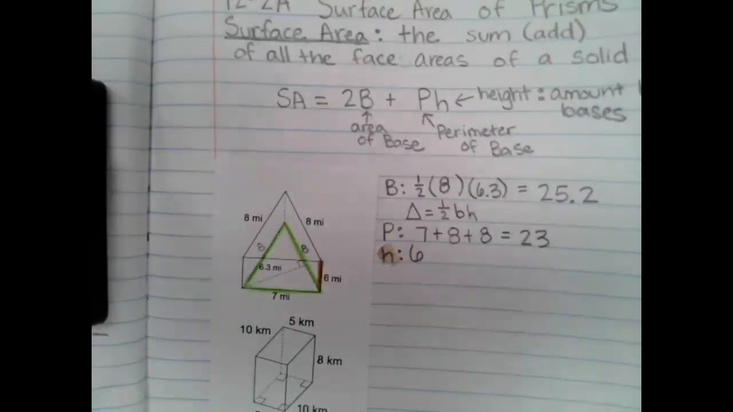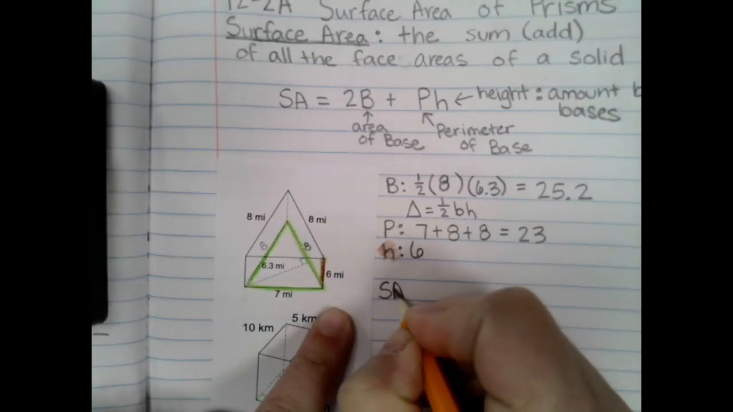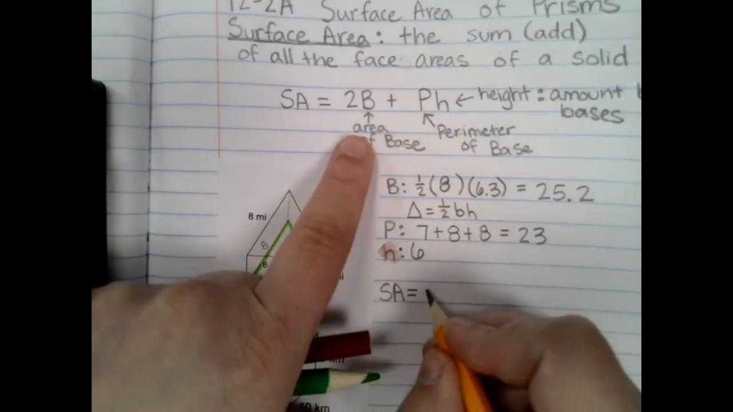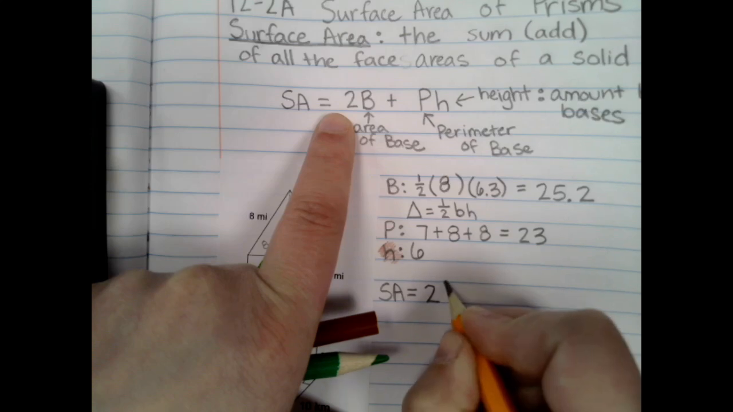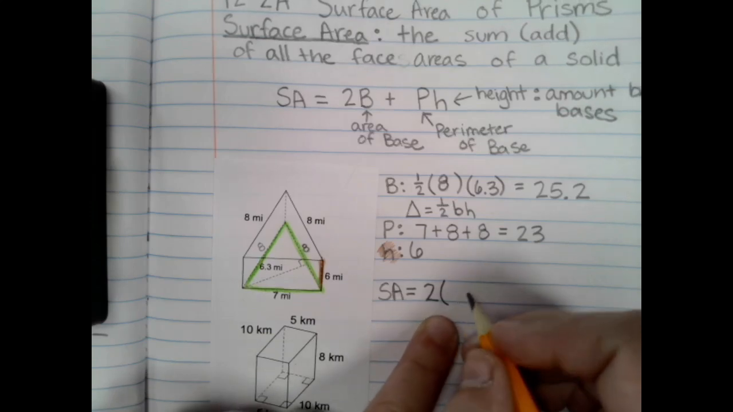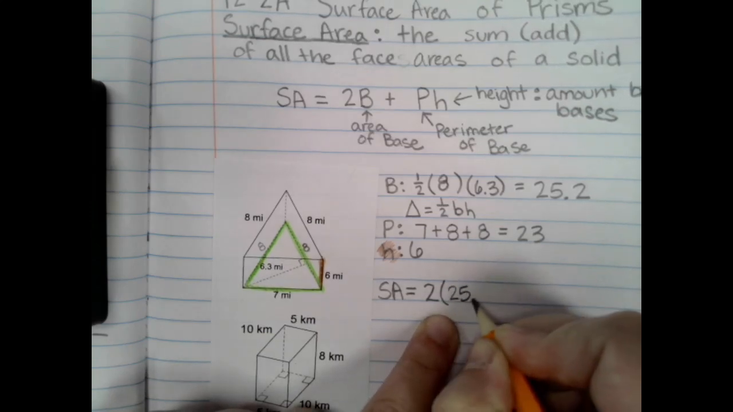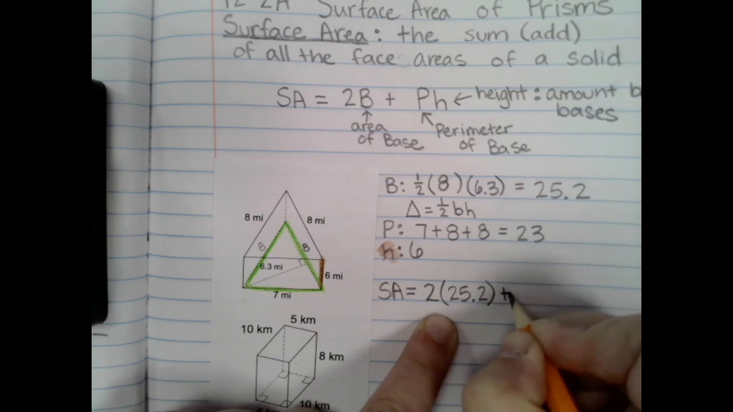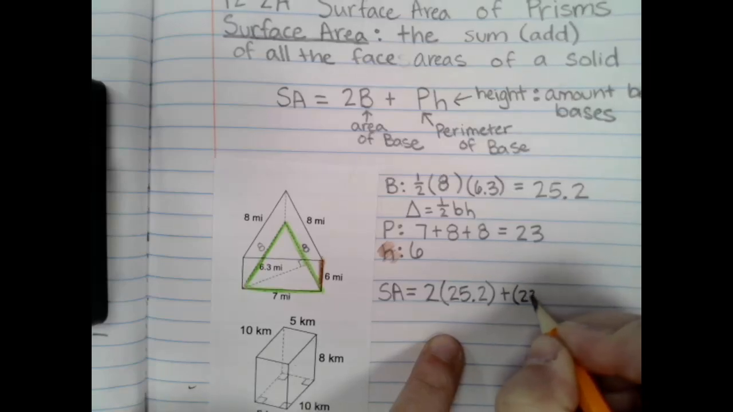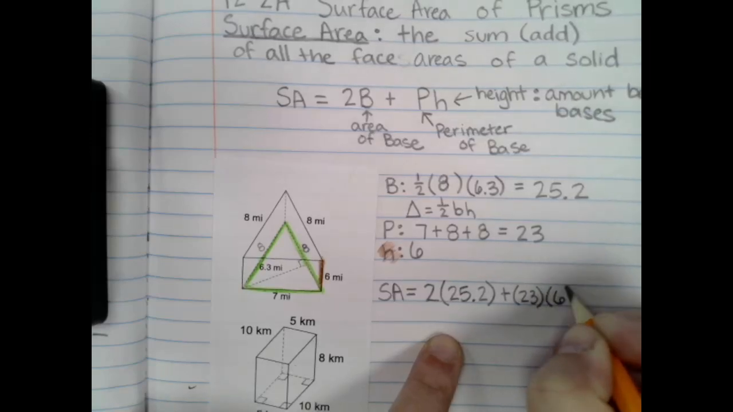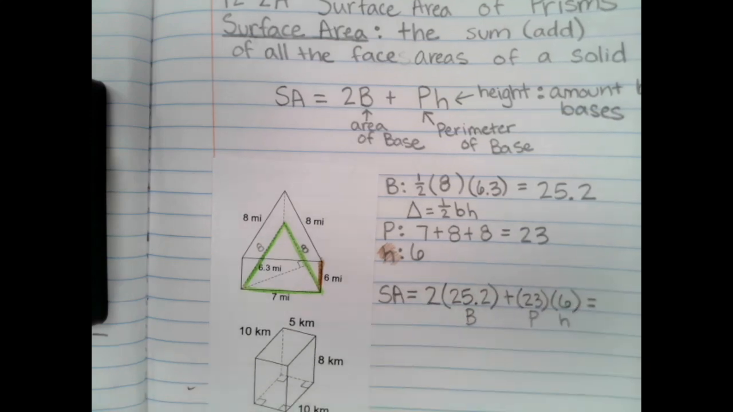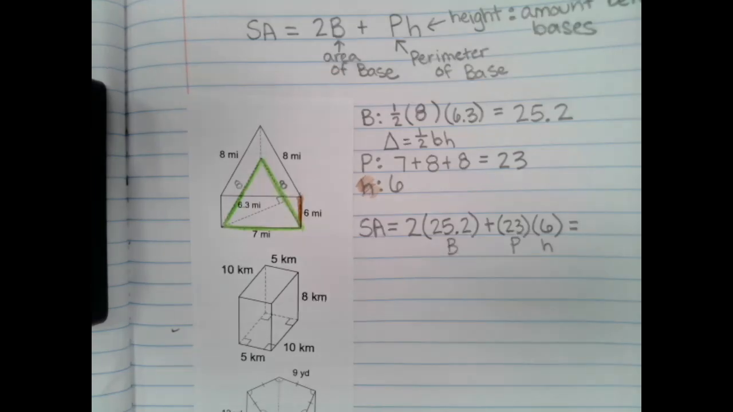All right, so for our formula here, we're going to say SA equals surface area equals, and then we're plugging in these numbers now. So it goes 2. That 2 is always there, because how many bases do we have? 2, a front and a back. So 2 times, what was the area of our base? 25.2 plus, and then it goes perimeter times height. So our perimeter was 23 times our height is 6. So this is our B, P, H. Okay, we throw that in our calculator.